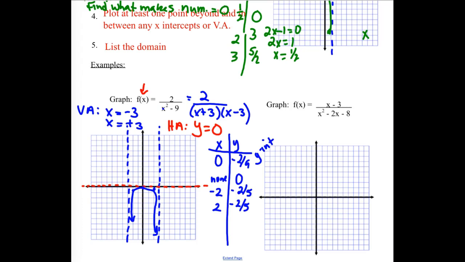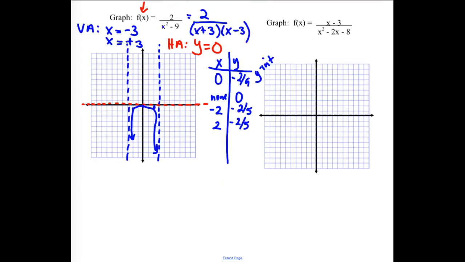Okay. All right, now we need to find a couple other points. So we need to go on the outsides of our vertical asymptotes. Let's use 4 and negative 4. What are we going to get with a 4 or a negative 4? When we square it, we get 16. 16 minus the 9 is 7. I end up with 2/7.